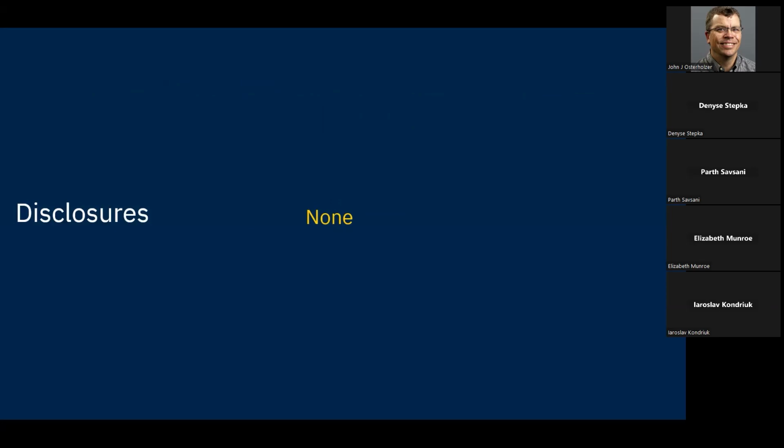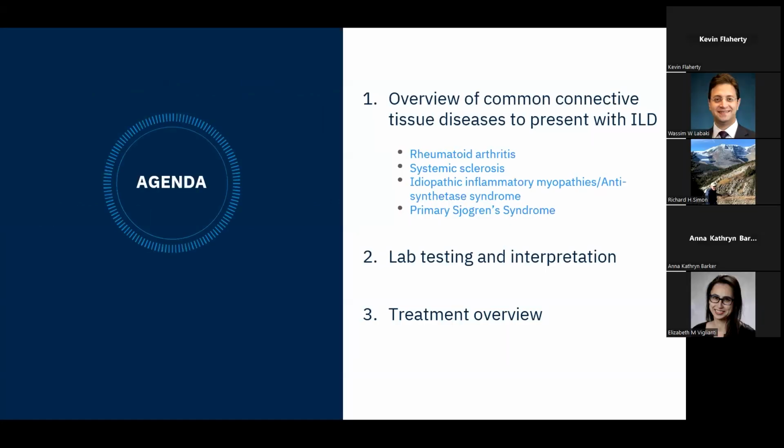All right, so I have no disclosures. Feel free to stop me at any time, but the agenda for today: we're going to go over a couple of the main diseases and recognize some of the common symptoms in ILD presentations from some of the most common connective tissue diseases that we see associated with interstitial lung disease. So rheumatoid arthritis, scleroderma, myositis, and Sjogren's.